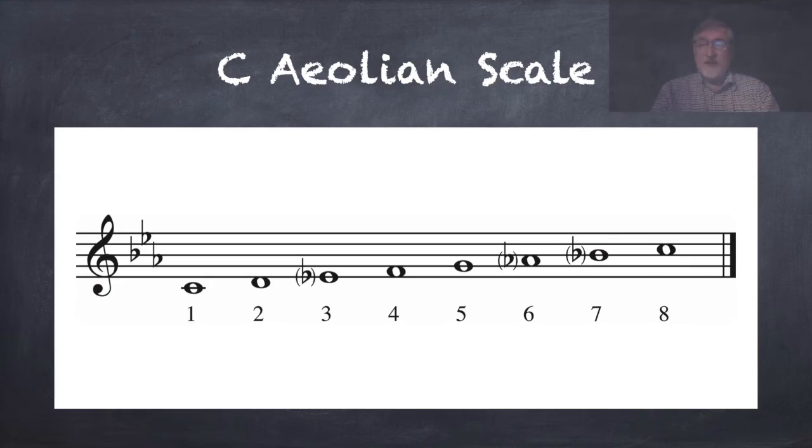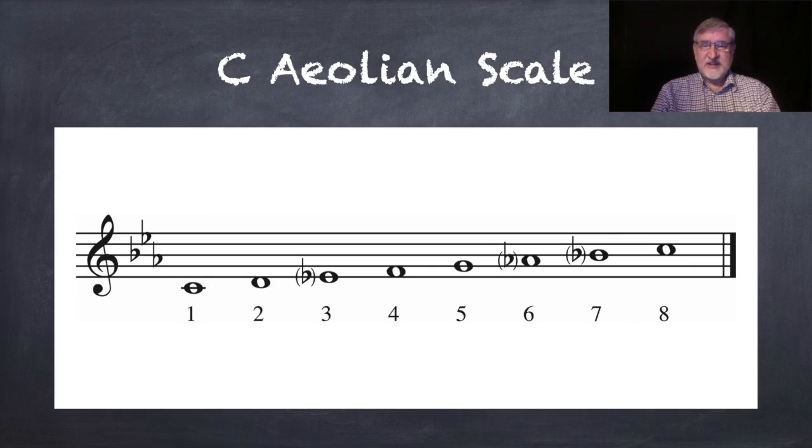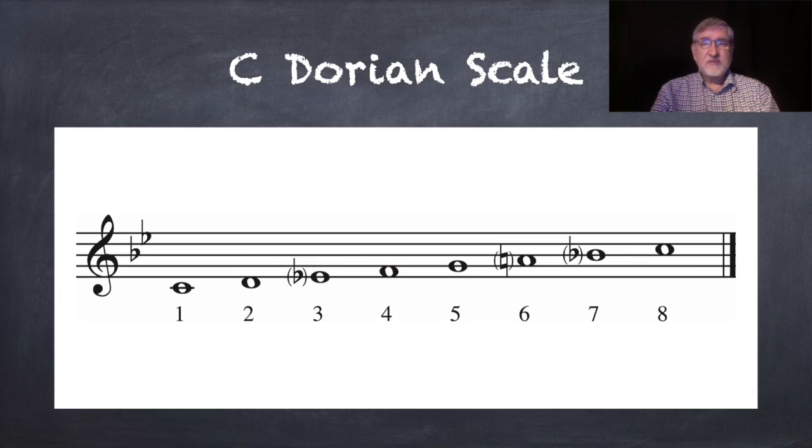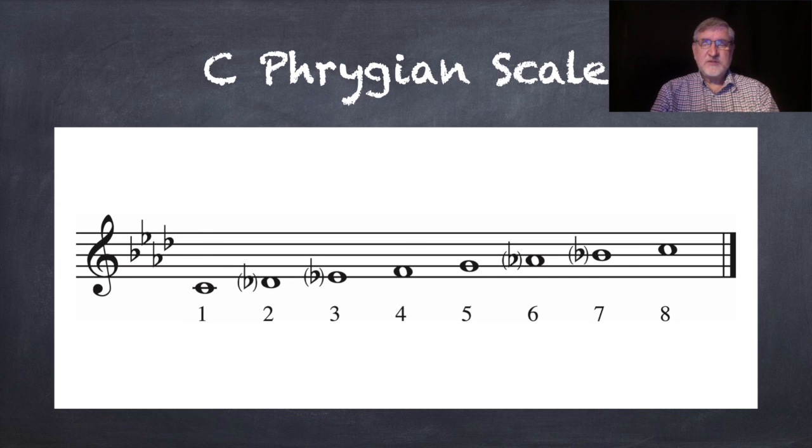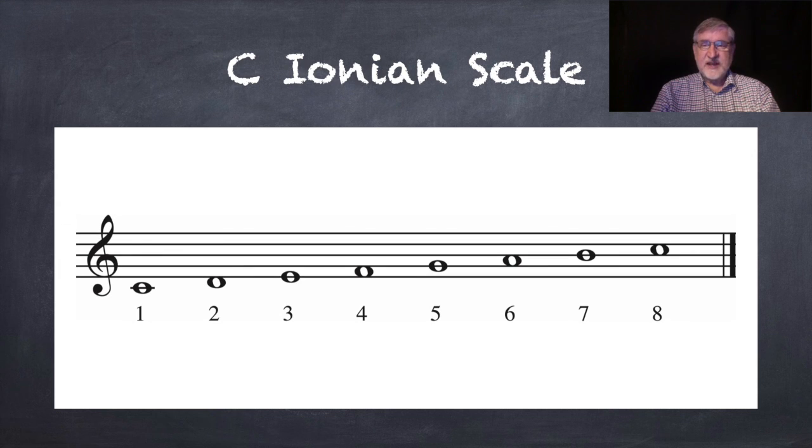I'm Floyd Richmond. Today we'll talk about modes. The Greek name for the natural minor scale is Aeolian. There are two additional minor scales that are frequently used. Dorian, which is natural minor with a raised sixth scale degree, and Phrygian, which is natural minor with a lowered second. The Greek name for the major scale is Ionian.